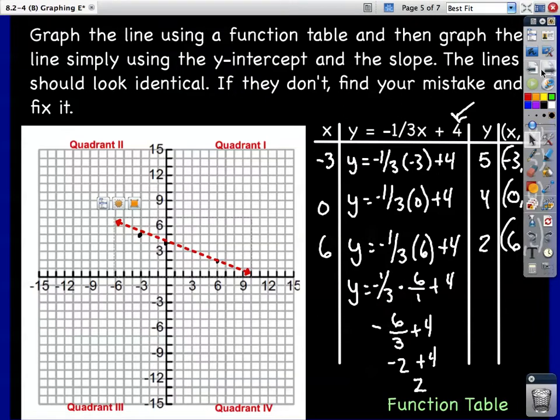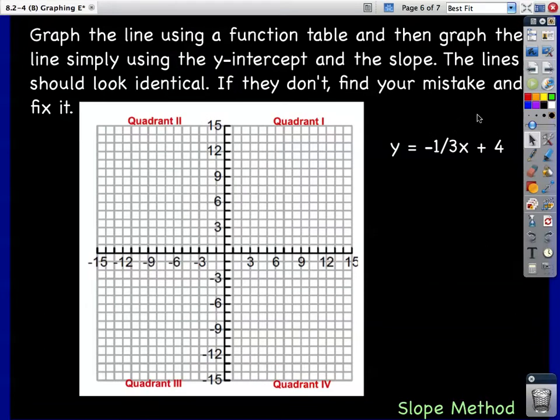Let's finish this off, though. This way, I think, is easier. I'm going to ask you to do it both ways, but this is kind of a sweet way to do it. All right, the y-intercept here must be 4. So 0, 4. Put a point. Let me clean that up a bit. All right. The slope is negative 1/3. So a negative 1 over 3, or rise over run. Remember, we start at this point. We always run to the right.